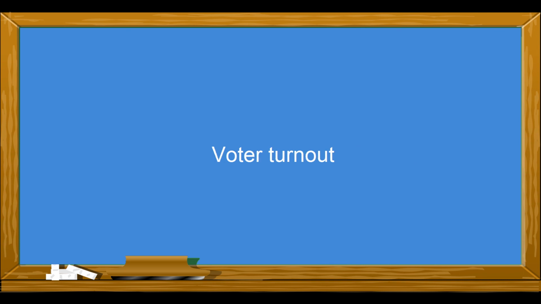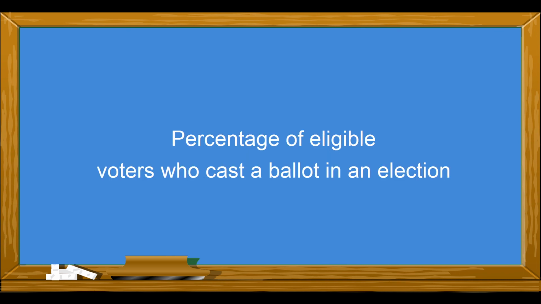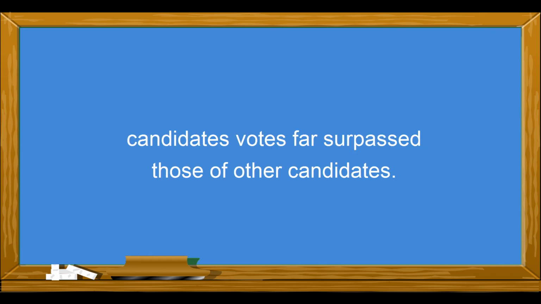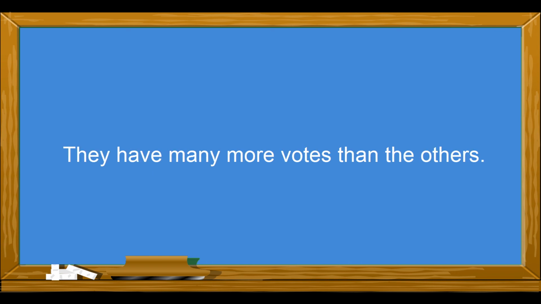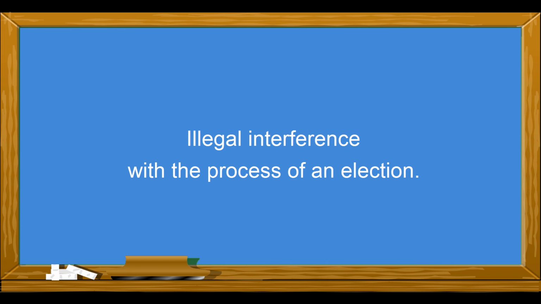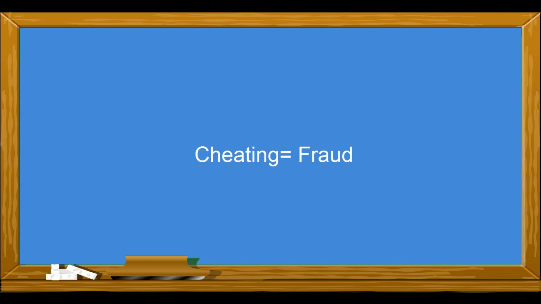Voter turnout. Percentage of eligible voters who cast a ballot in an election. Landslide. A victory in which one candidate's votes far surpass those of other candidates. They have many more votes than the others. They win in a landslide. Electoral fraud. Illegal interference with the process of an election. Cheating. Fraud.